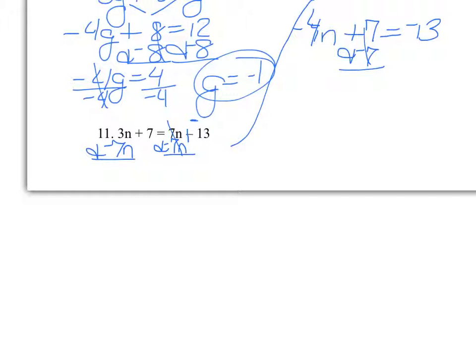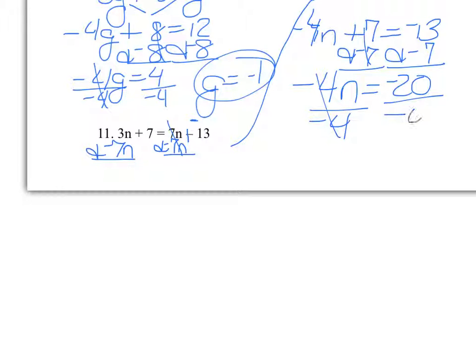Add negative 7 to each side. So negative 4n equals negative 20, divide by negative 4, and n equals positive 5.